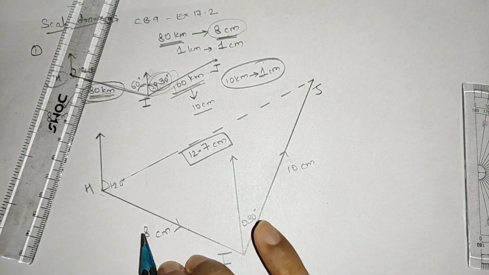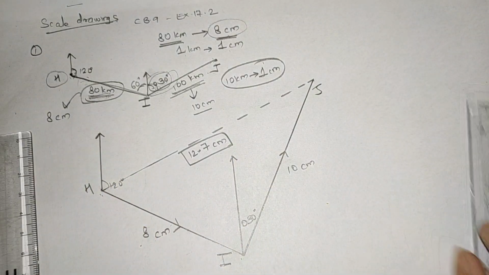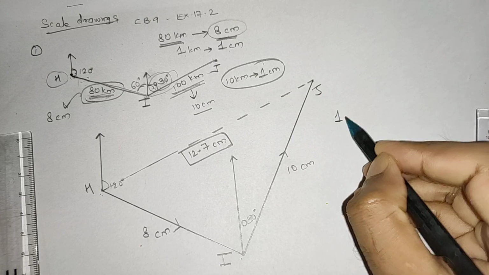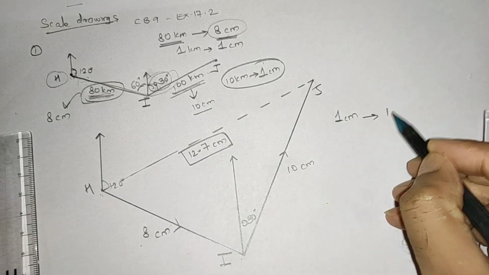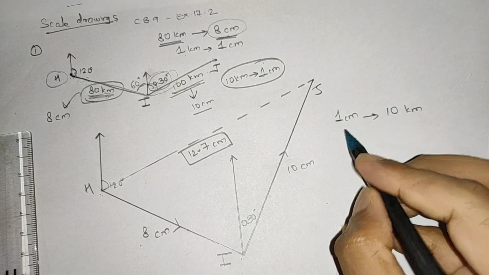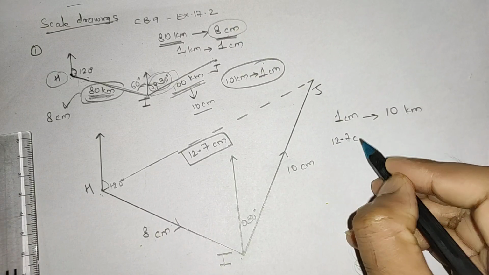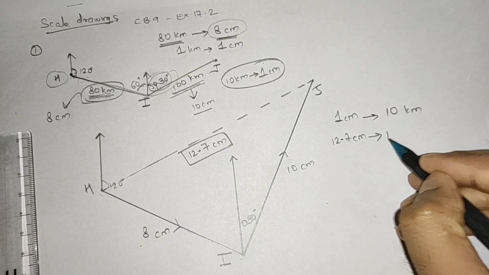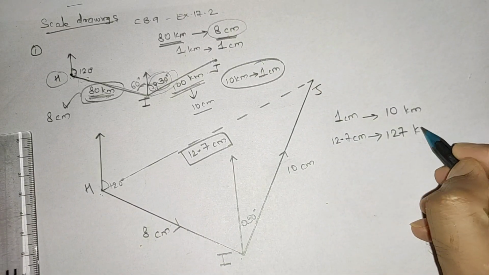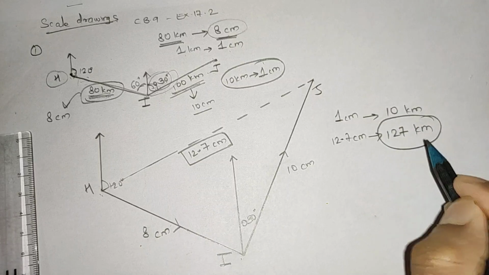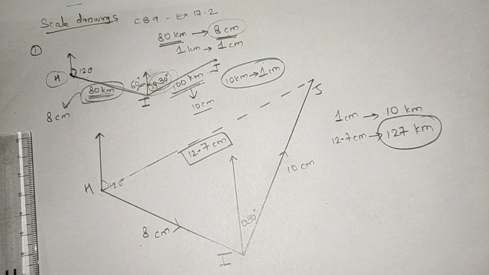Our answer is not 12.7 centimeter. We need the actual distance. So what we are going to do? We know that 1 centimeter is 10 kilometer. Okay. So what will be 12.7 centimeter? First you multiply it by 10. 127 kilometer. So what's the distance? 127 kilometer. How far must the ship now sail to return to the harbor? The answer is 127 kilometer.